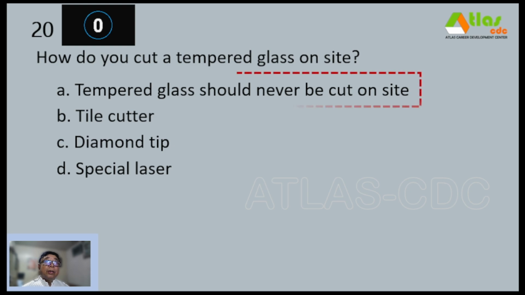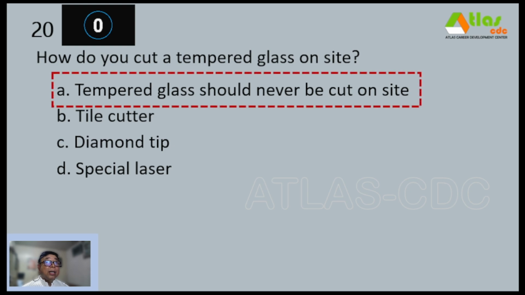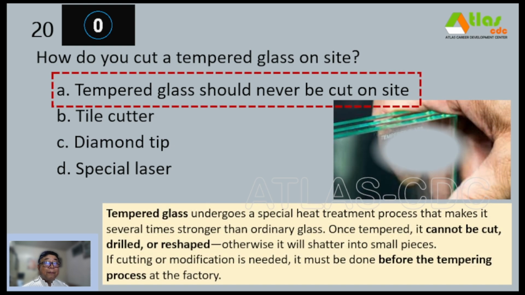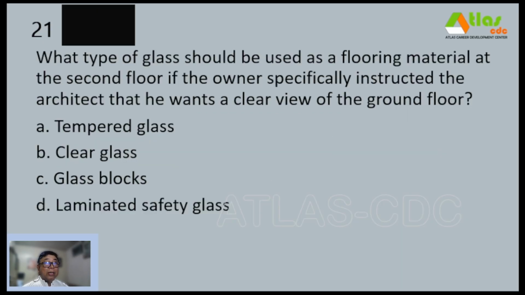And our correct answer is letter A. Tempered glass should never be cut on site. So tempered glass undergoes a special heat treatment process that makes it several times stronger than ordinary glass. Once tempered, it cannot be cut, drilled, or reshaped. Otherwise, it will shatter into small pieces. If cutting or modification is needed, it must be done before the tempering process at the factory.